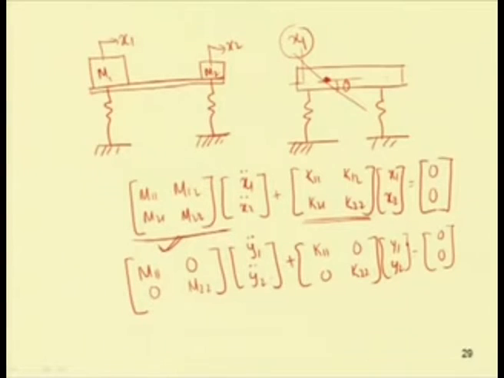So, it can be reduced to two single degree of freedom equations. In this case the equations are coupled, but in this case the equations are uncoupled. As it is uncoupled, one can solve the equation as m y double dot plus k y equal to 0, that is that of the single degree of freedom system. So, one can get the solution easily by decoupling these equations. There are several methods to decouple the equations. One can use the modal analysis method to decouple these equations.